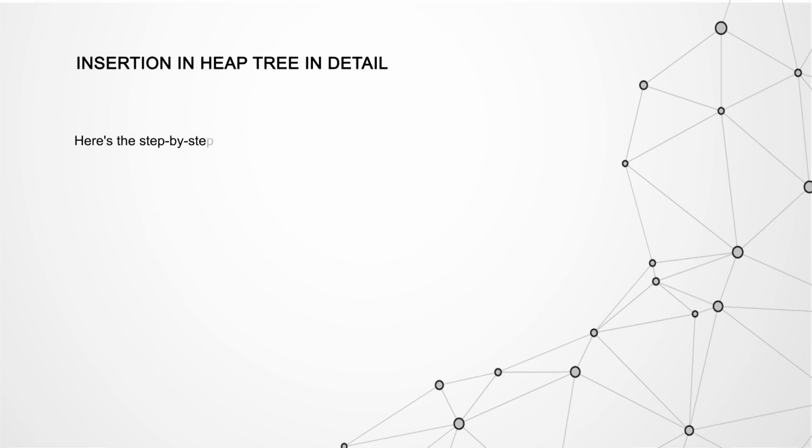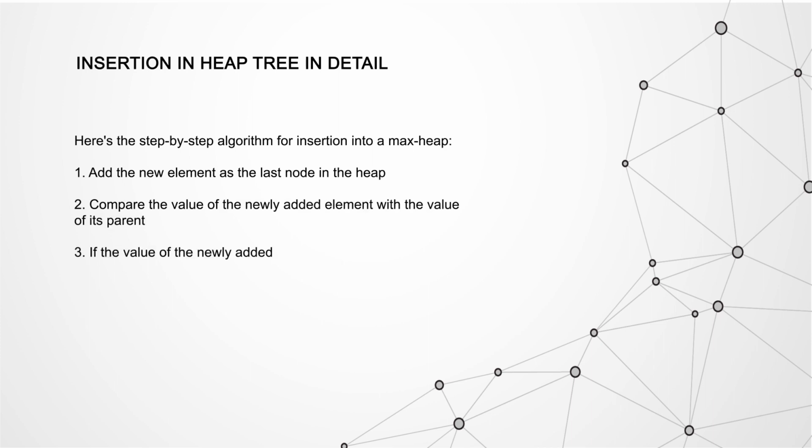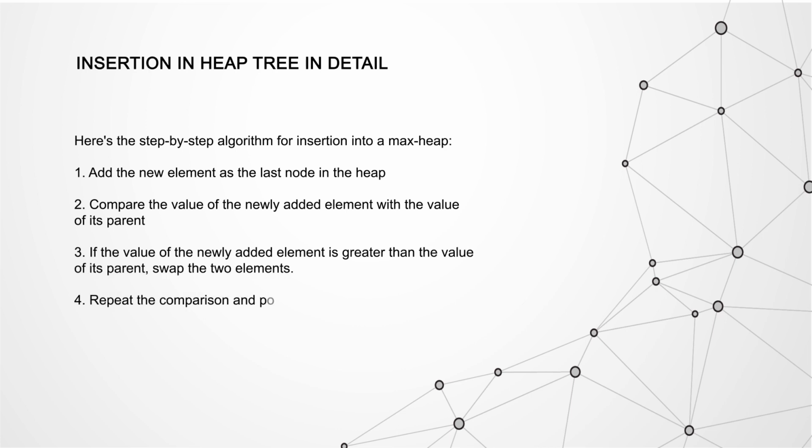Here is a step by step algorithm for insertion into a max heap. The first step is to add the new element as the last node in the heap. The second step is to compare the value of the newly added element with the value of its parent, for example, the element at index (index minus 1) divided by 2, where index is the index of the newly added element. The third step: if the value of the newly added element is greater than the value of its parent, swap these two elements.